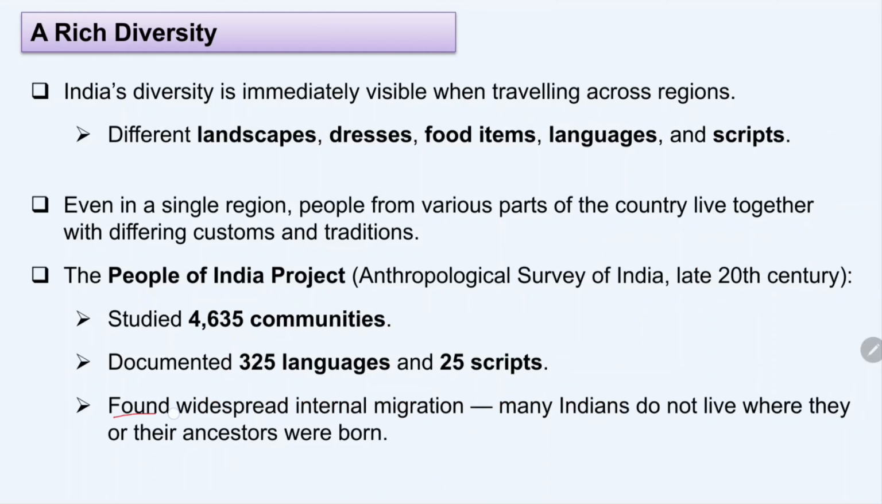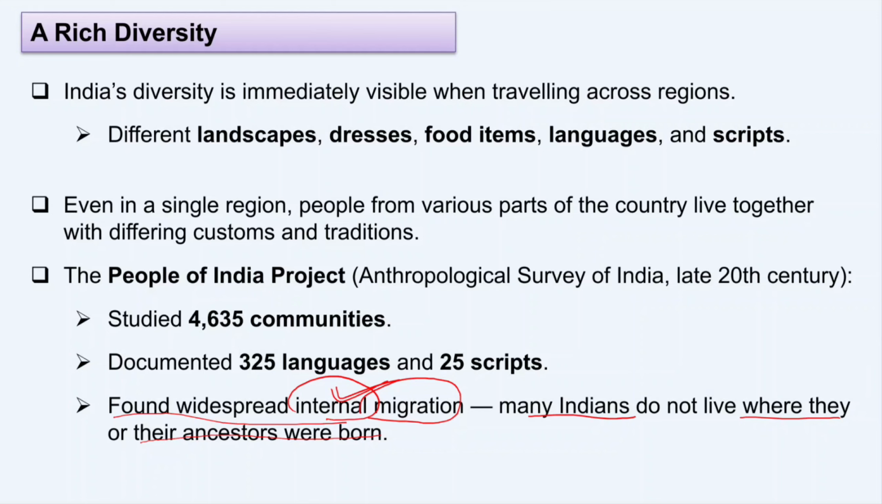And we found widespread internal migration. So this is what I was talking about, internal migration. When you are migrating within your country, from one state to another state. If you are staying in Himachal Pradesh, let us say you migrated and settled in Delhi, or in Bangalore, that means you have done internal migration. Many Indians do not live where they or their ancestors were born. Your grandmother and grandfather might be from a different place, but your parents have come and settled in a different city, so they are not living in the place where they were born.